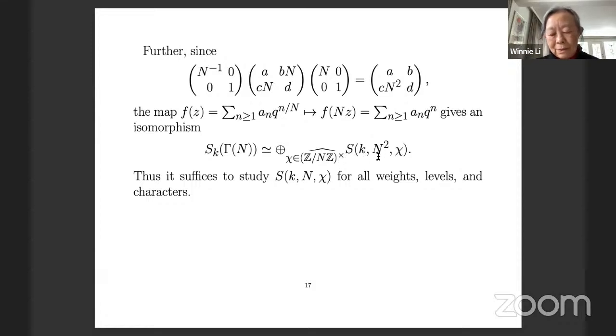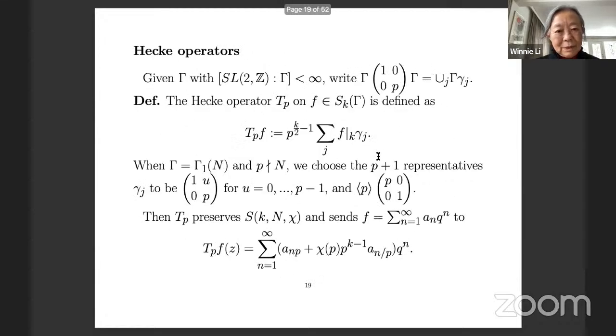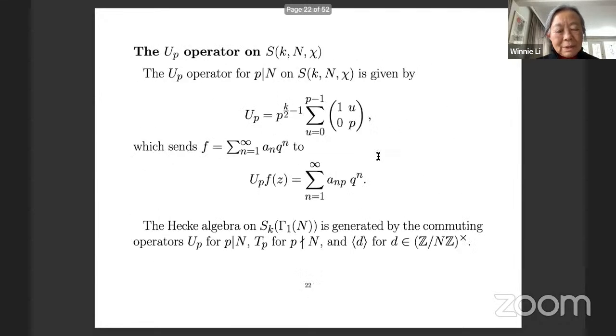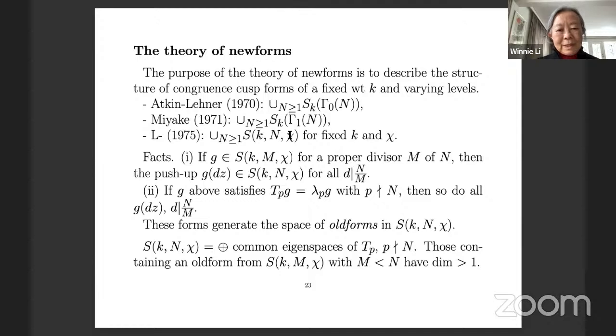Okay, so I realized that the right way to look at all modular forms is that we should fix k and χ, and vary N, and put that together to see how things work.